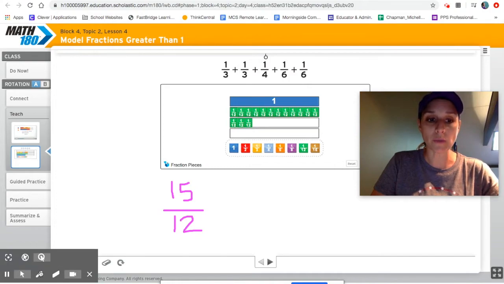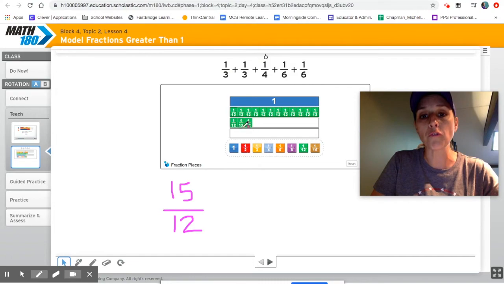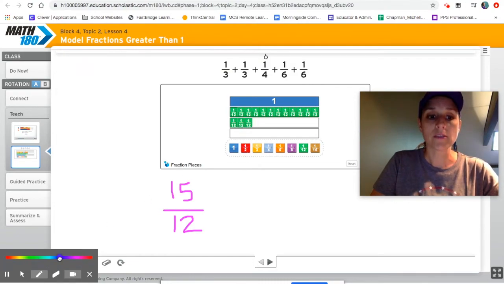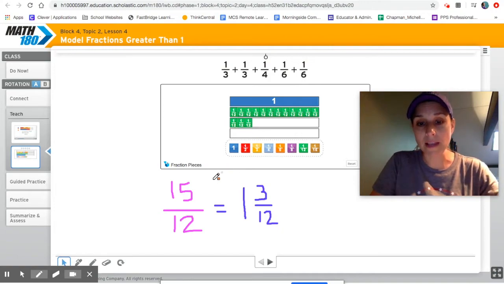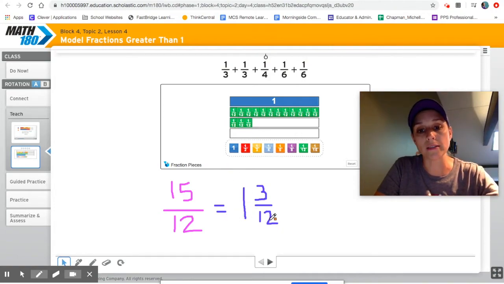And what am I left with now? I'm left with a whole plus a fractional amount. So if I write how many wholes I have in twelfths, I have one whole model filled, and then I have 1, 2, 3 twelfth-size pieces remaining. So if I wanted to check and make sure this was in fact correct, 1 times 12 is 12, plus 3 is 15. I know this is correct.